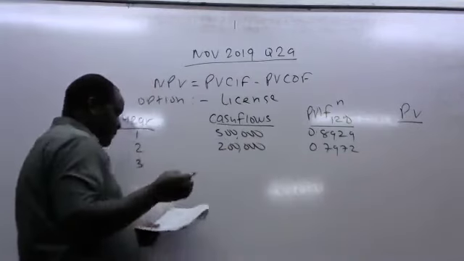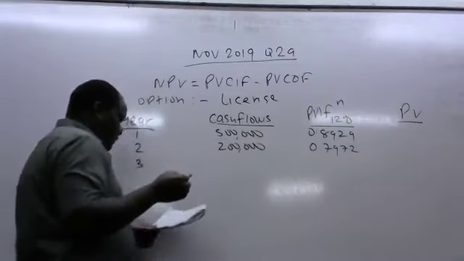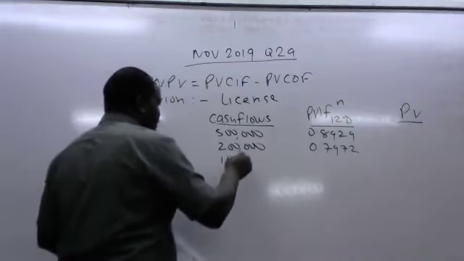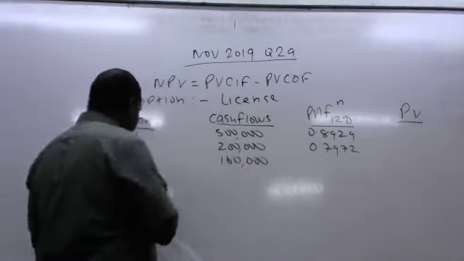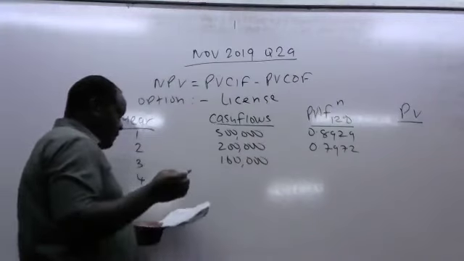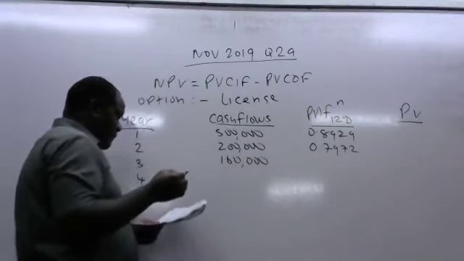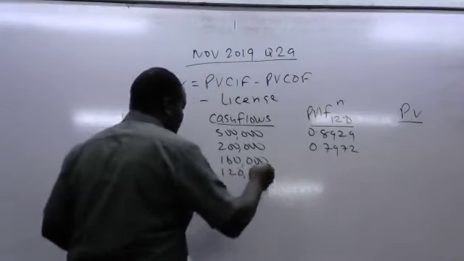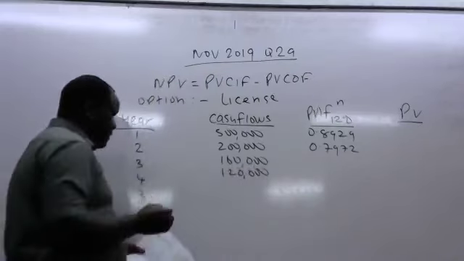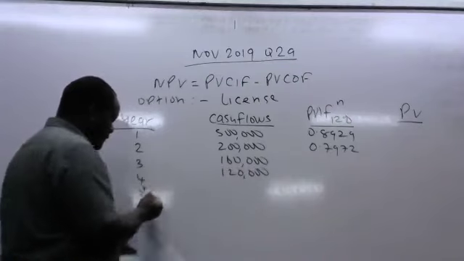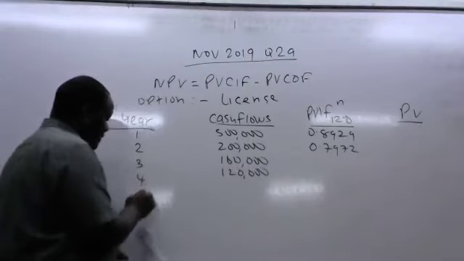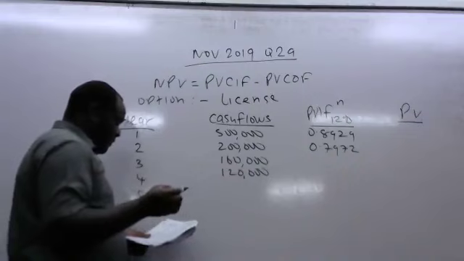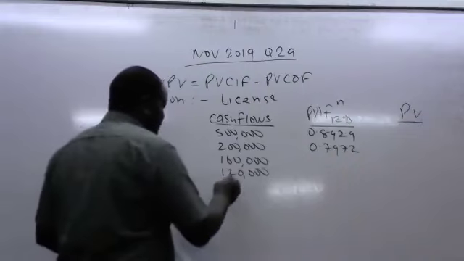Year 3, you are given 160,000. Then year 4, it is 120,000. And year 5, not year 3, year 5, we have been given 80,000.